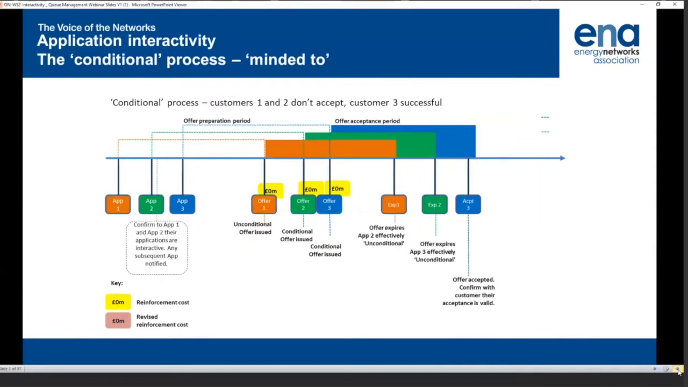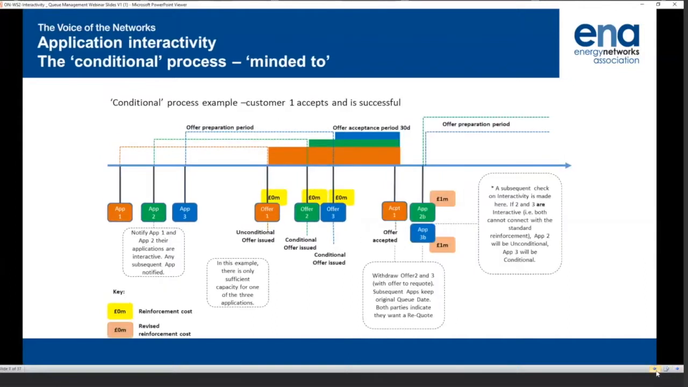Oh, go back one. Sorry, something's gone wrong there. Yeah. Okay, great. So in the box on the right-hand side there is just a note to say potentially the reapplications for customers 2 and 3 could be interactive again if the standard reinforcement doesn't cover both 2 and 3, then 2 and 3 will be interactive, and customer 2 will be unconditional in that case because they're now sort of the first in the queue, and customer 3 would be conditional.